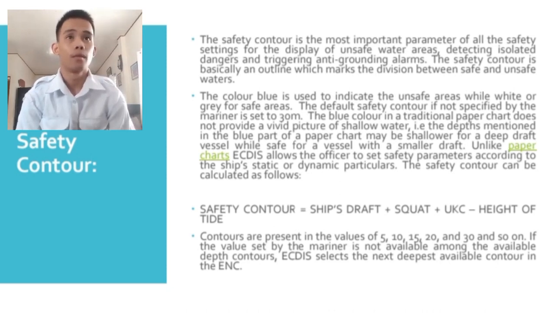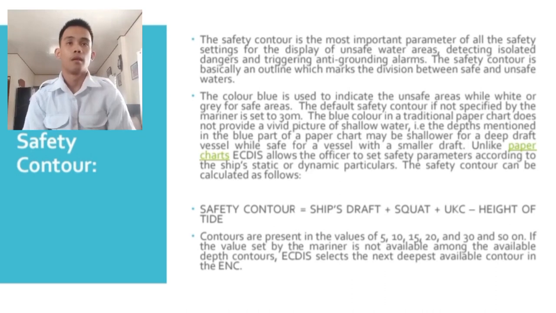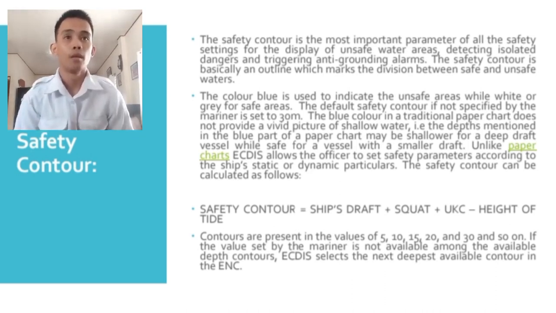So the safety contour is basically an outline which marks the division between safe and unsafe waters. The color blue is used to indicate the unsafe areas, while white or gray is used for safe areas. The default safety contour, if not specified by the mariner, is set to 30 meters.